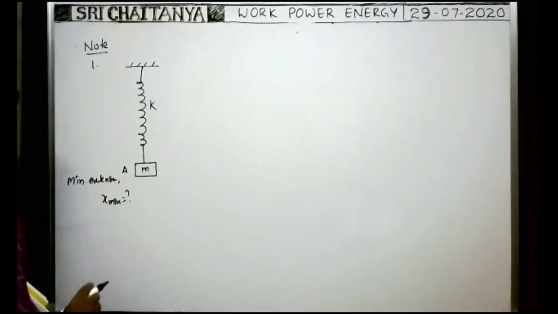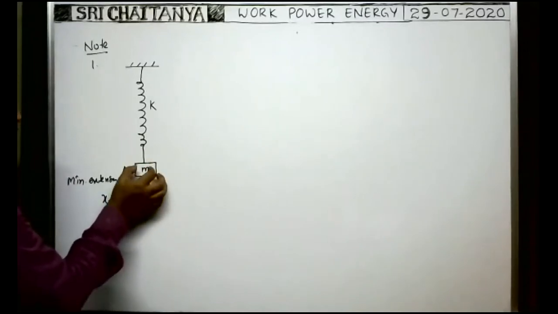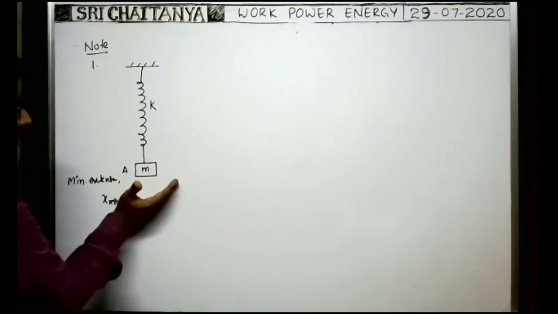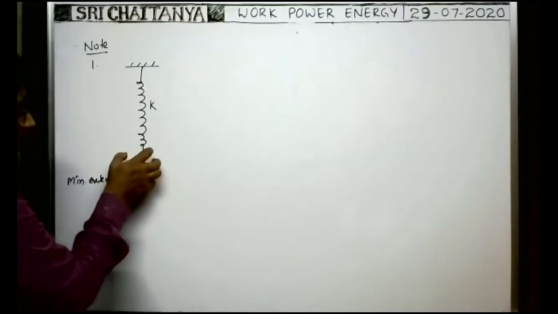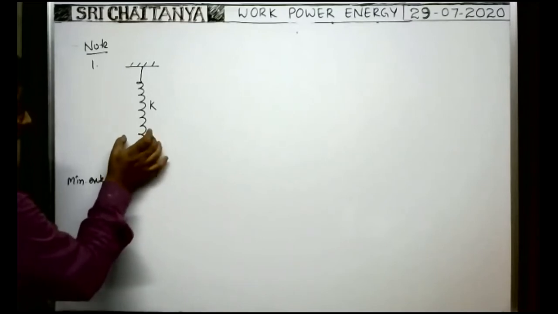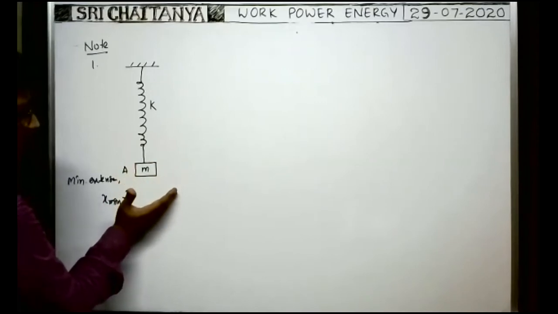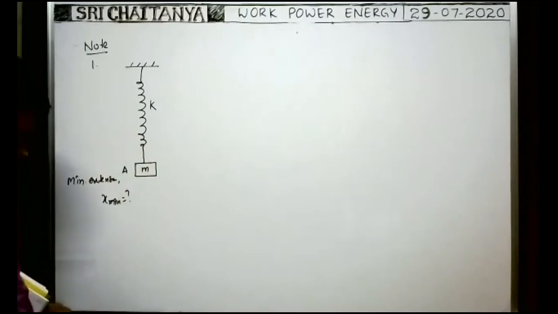To obtain the minimum extension, you see, already this block is attached to the lower end of the spring. Now the block is slowly moved downwards. Because the weight of the block pulls the lower end of the spring downwards, that's why the elongation of the spring takes place slowly. As long as the block comes down, the extension of the spring also gradually increases. So the spring force gradually increases.